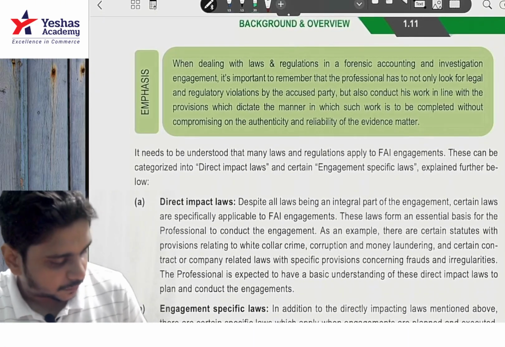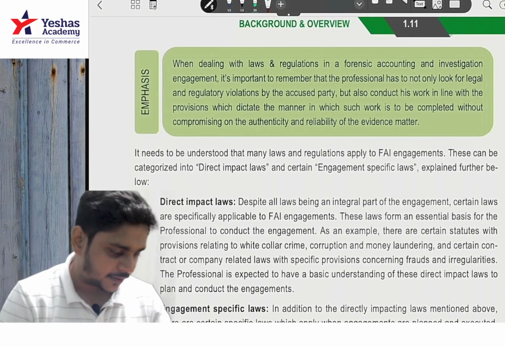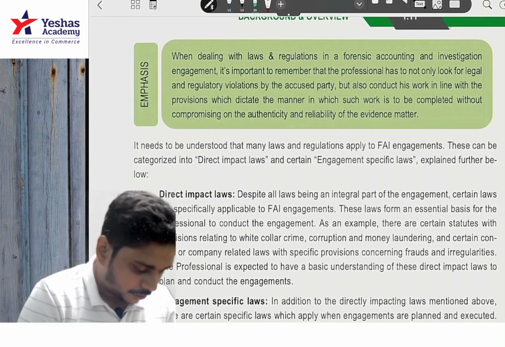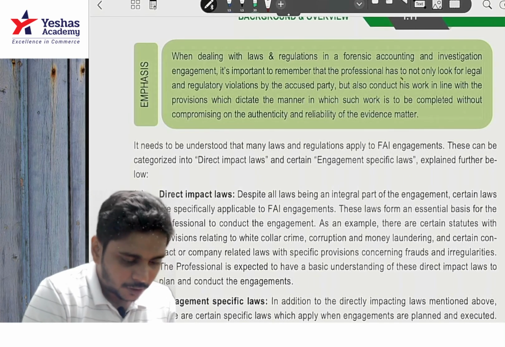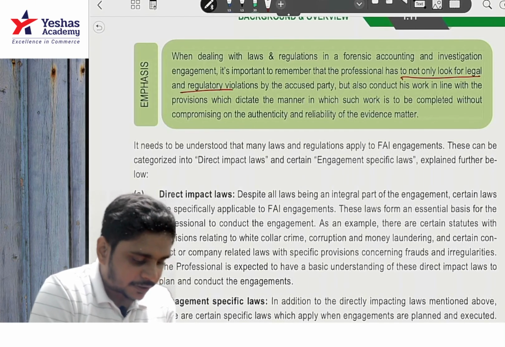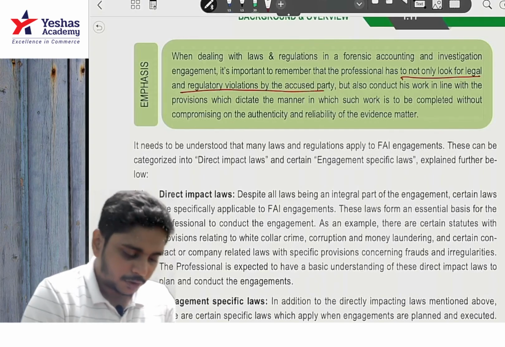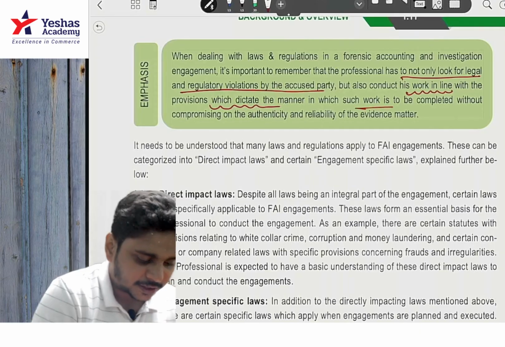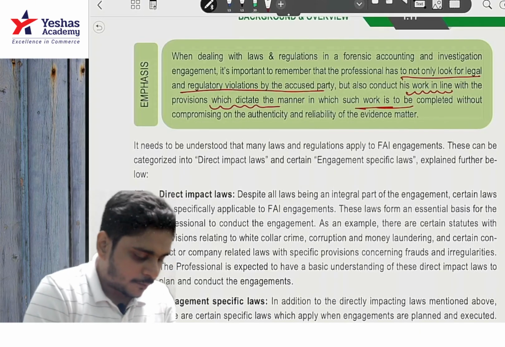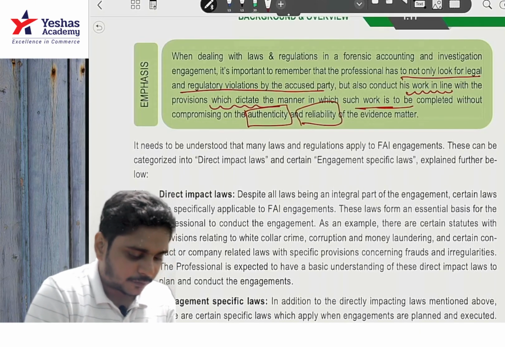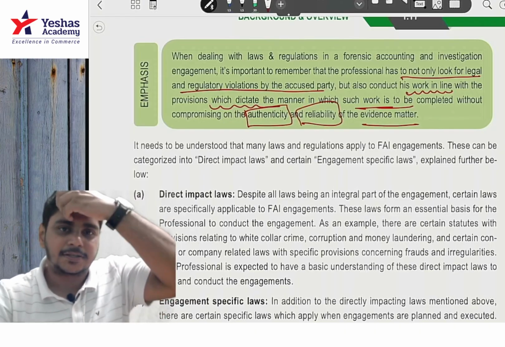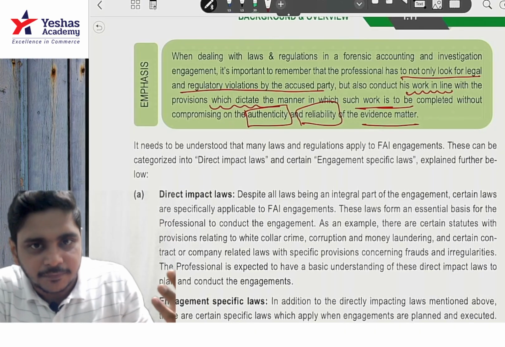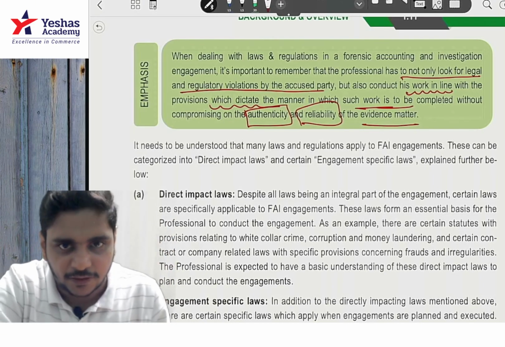While dealing with laws and regulations in a forensic accounting investigation engagement, it is important to know that the professional has to not only look for legal and regulatory violation by the accused party, but also to conduct his work in line with the provisions which dictate the manner in which such work has to be completed, without compromising the authenticity and the reliability of the evidence matter. You don't have to see just the log of compliance. We have to check whether the work is completed properly.